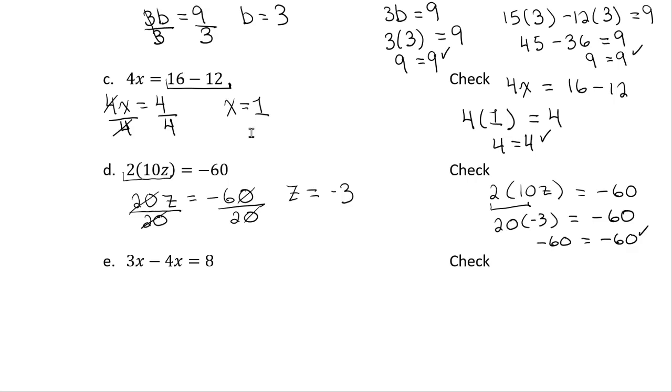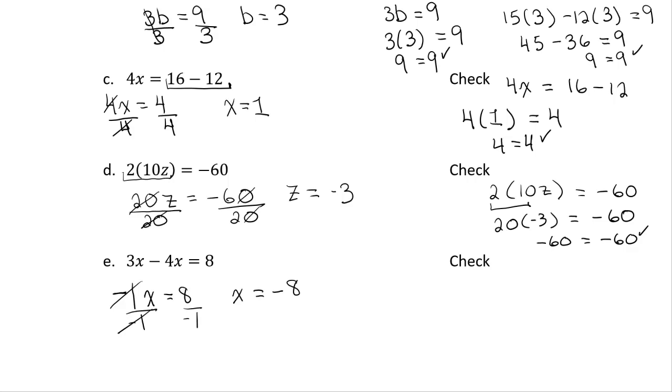All right, and then the last one. So this one has like terms with subtraction, so I have to go ahead and simplify the left-hand side. So 3x minus 4x, well, that means I have a negative 1x equals 8. Now I divide by negative 1, divide by negative 1, and x equals negative 8.